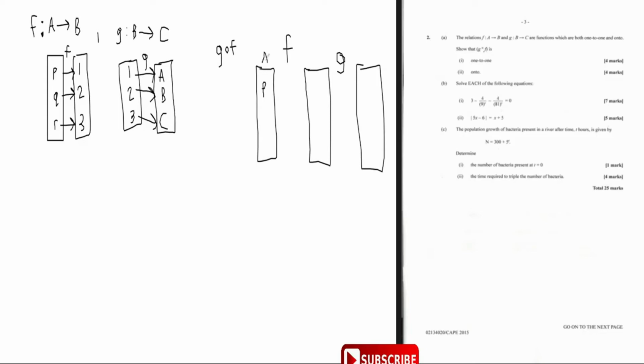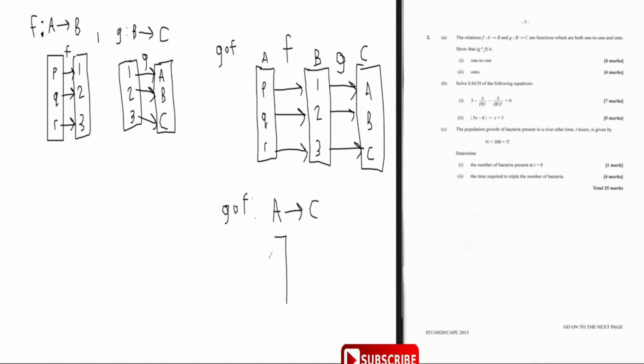So you have set A, this is set B, and this is set C. Applying that, you're going to have P, Q, R, set B, which we defined as 1, 2, 3, and set C, which is A, B, C. P maps to 1, Q maps to 2, R maps to 3, 1 is going to map to A, 2 is going to map to B, and 3 is going to map to C. In reality, G of F is just mapping set A to set C. That's what G of F is doing.